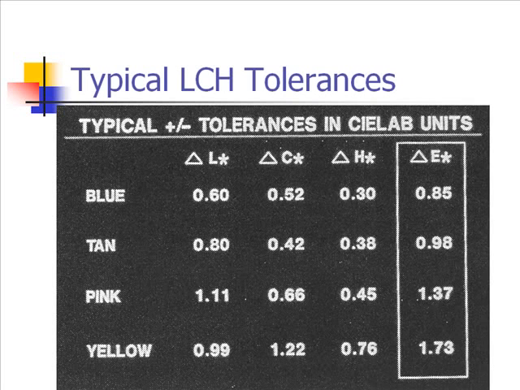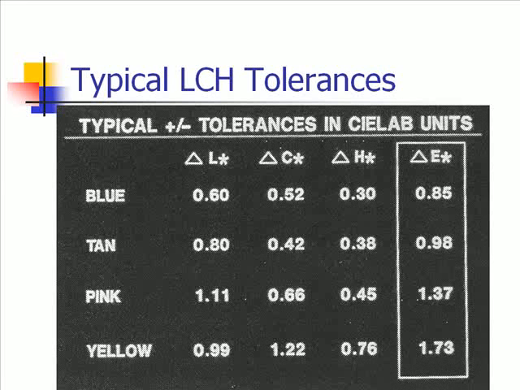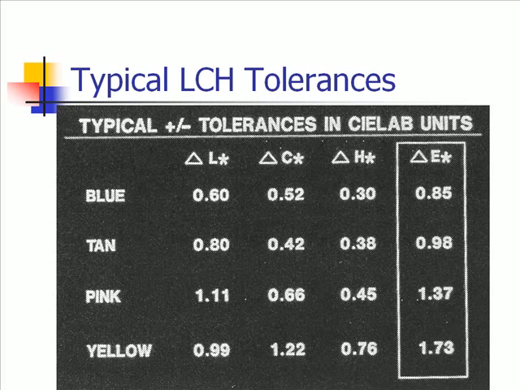Let's look at some numbers that go along with LCH tolerances. We can see, again, delta E numbers vary greatly from 0.85 to 1.73. And then you can see the numbers for L, C, and H vary depending on what colors we're talking about. C is 1.22 for yellow. It goes up to 1.42 for tan. And you can see just in general that the H numbers are smaller than the rest of the numbers.